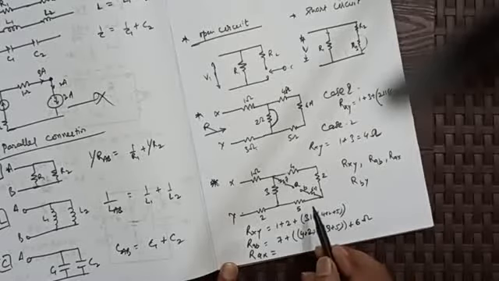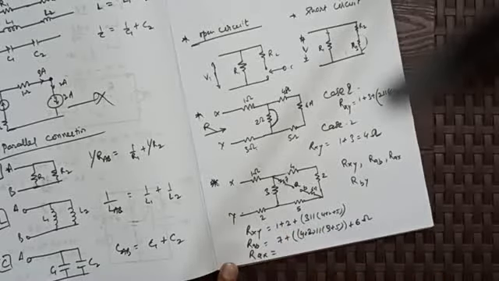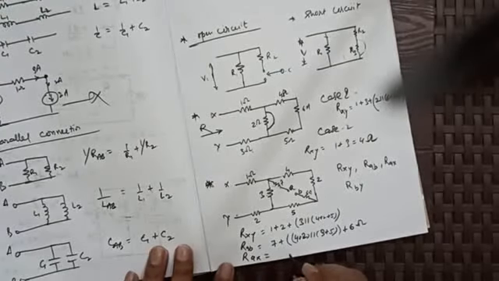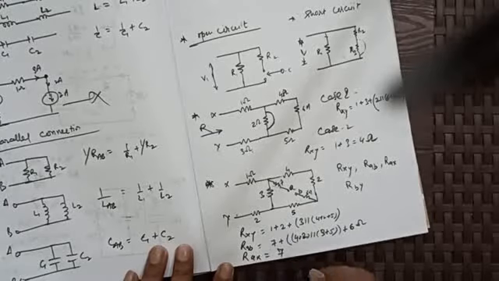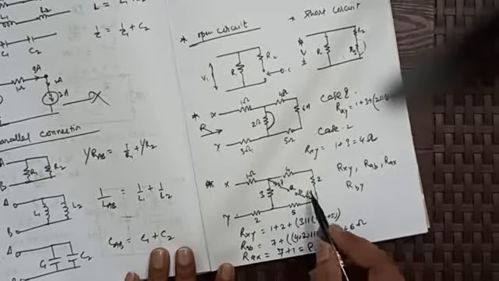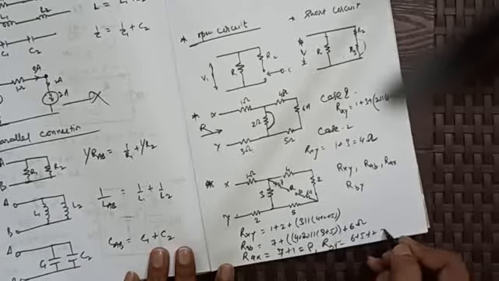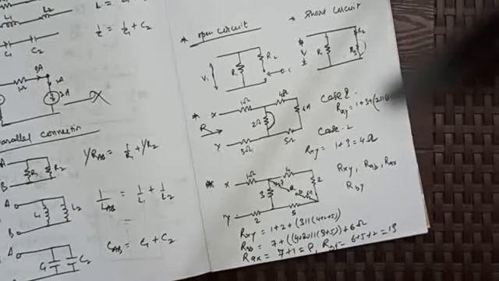RAX is equal to 7 plus 1, 8 ohm, and RBY is equal to this 6 plus 5 plus 2, that is 13. Clear?